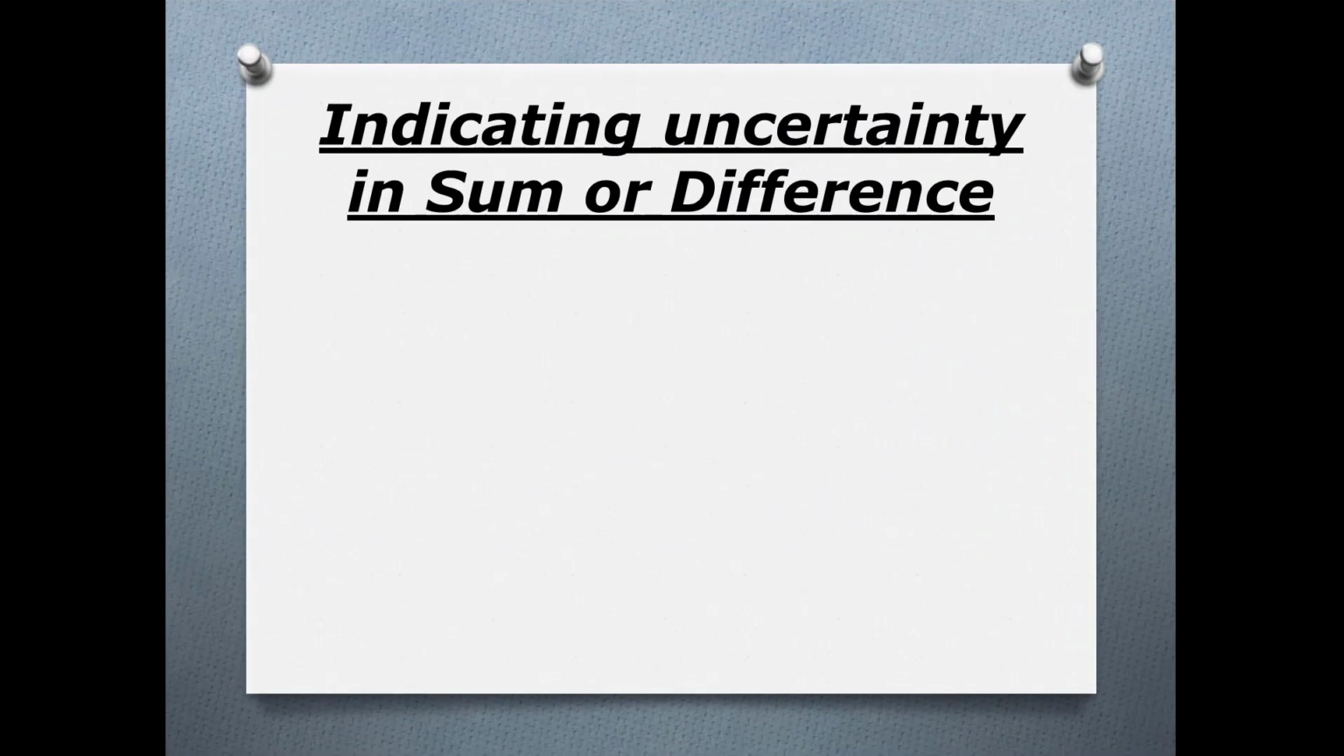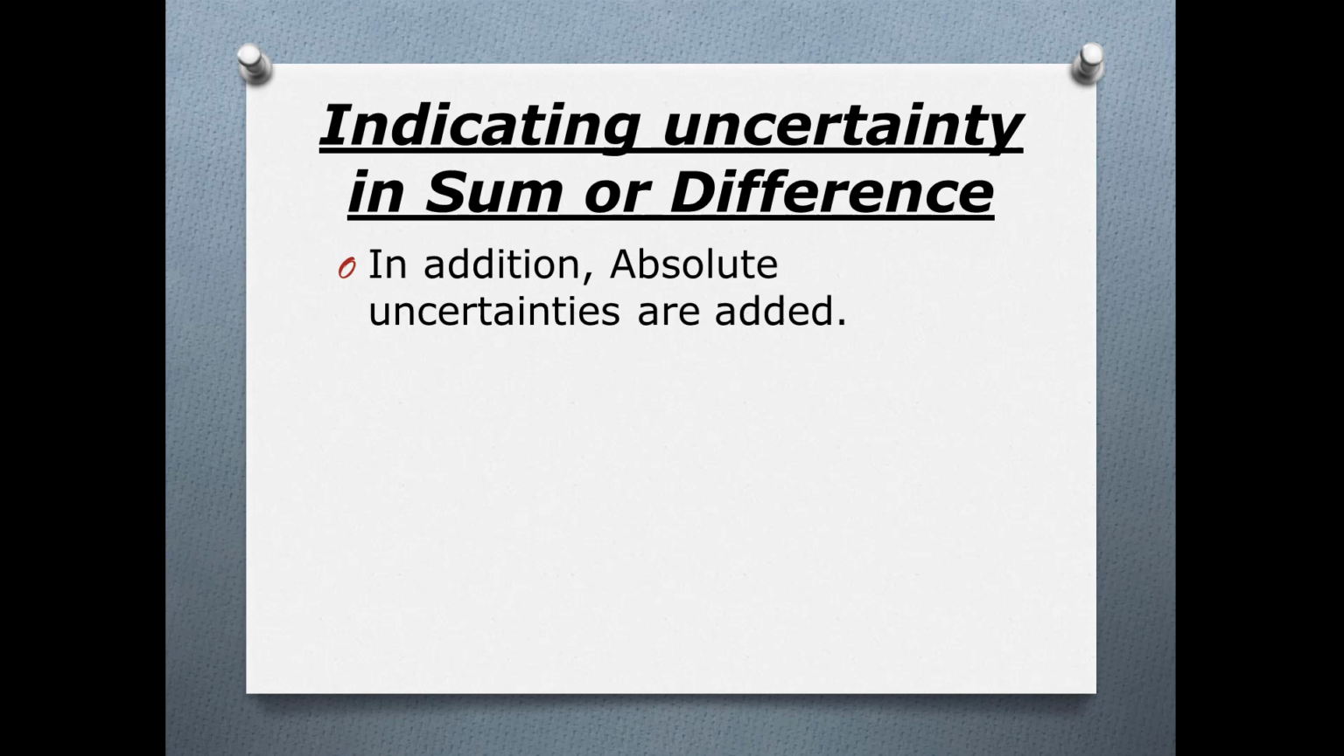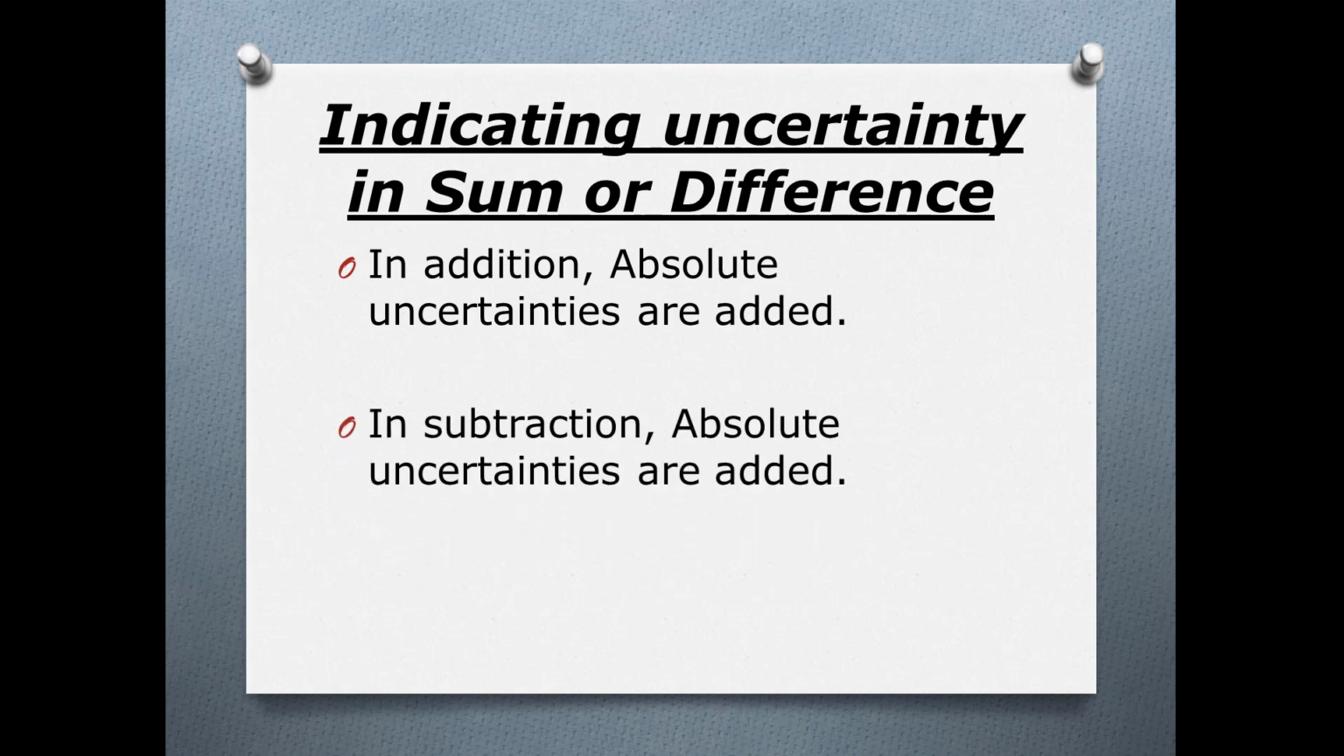So if we want to indicate uncertainty in a sum or difference, what do we have to do? We have already discussed that in addition, absolute uncertainties are added. And in subtraction, absolute uncertainties are also added. Keep this in mind: we are never going to subtract, multiply or divide the uncertainties. Uncertainties are always added in all the cases.